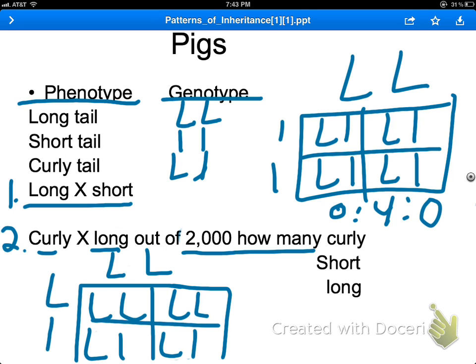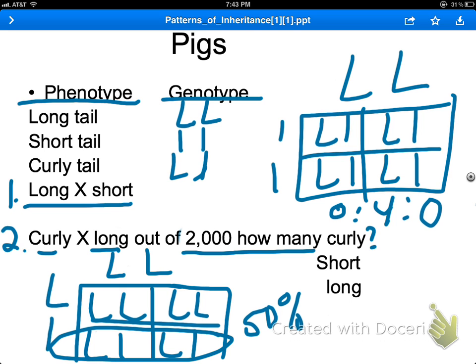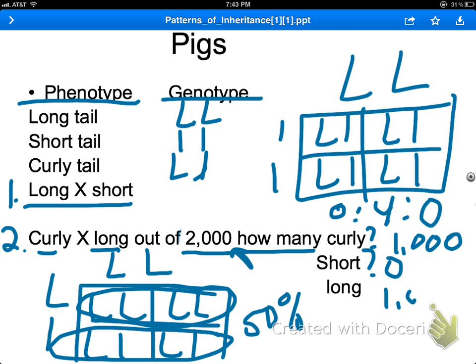Okay, so if I look at my results, the question is how many curly are there going to be? Here are the ones that are curly, and I notice that that's 50% of the offspring, and I know that 50% of 2,000 is 1,000, so the answer is 1,000. How many are going to be short? There are none that are short, no 2 lowercase letters in the Punnett square. How many are going to be long? I notice 2 boxes are long, which is 50%, so that's going to be 1,000 pigs as well.